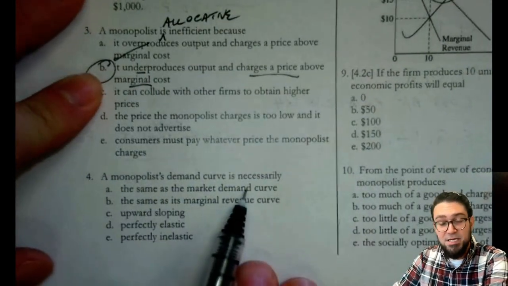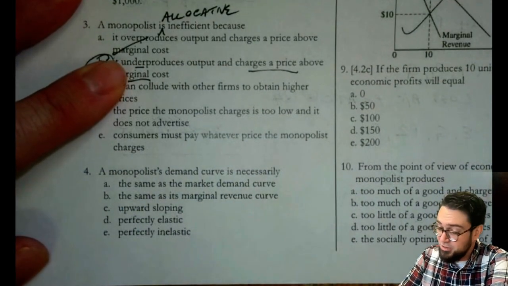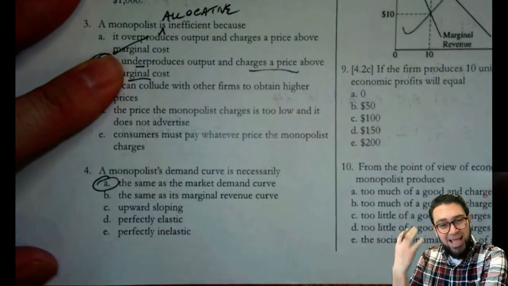Number 4, a monopolist's demand curve is necessarily the same as the market demand curve. That's the true statement in the list. A, they have to be because the monopoly is the whole market. Let's take a look at number 5.